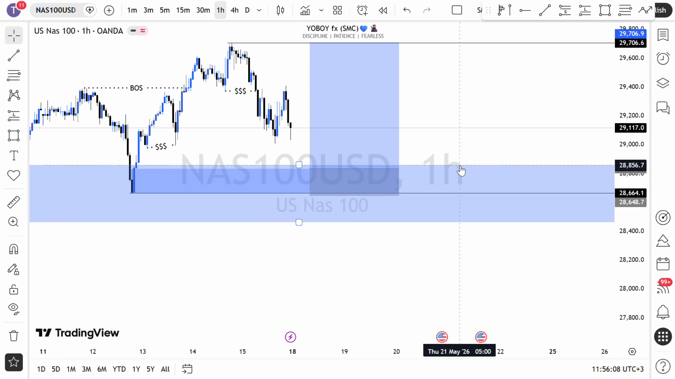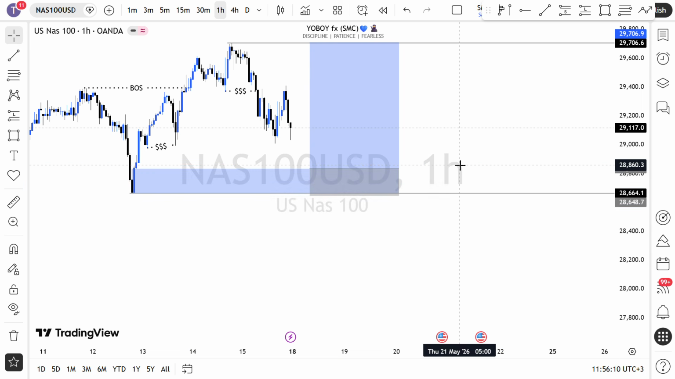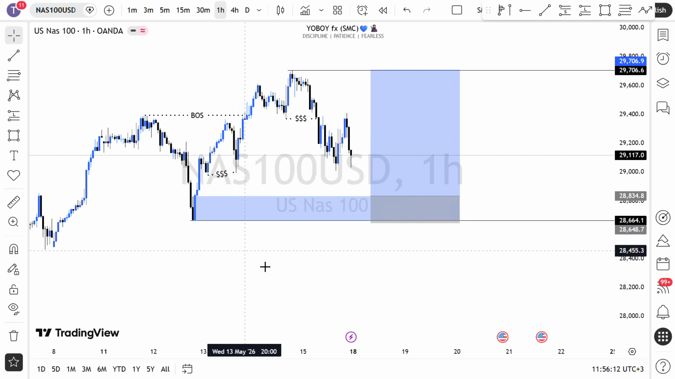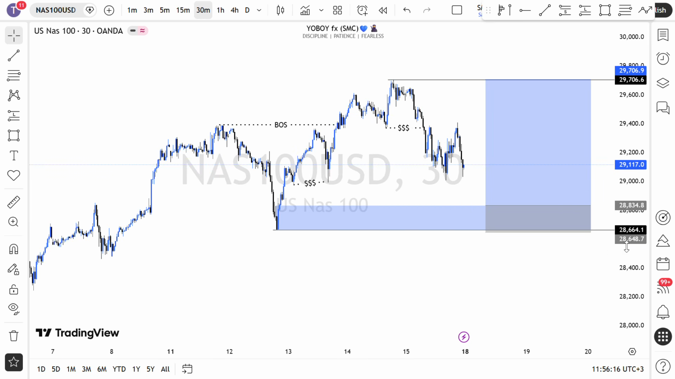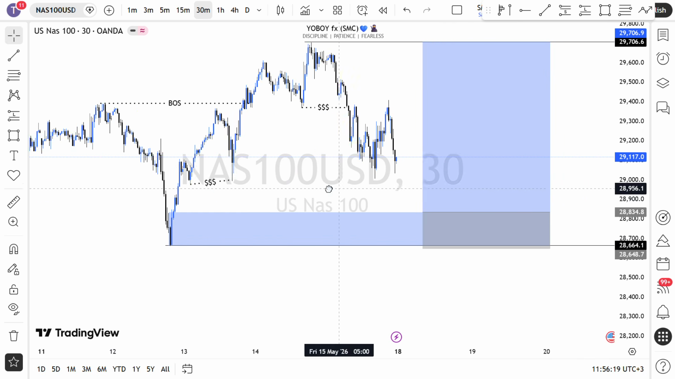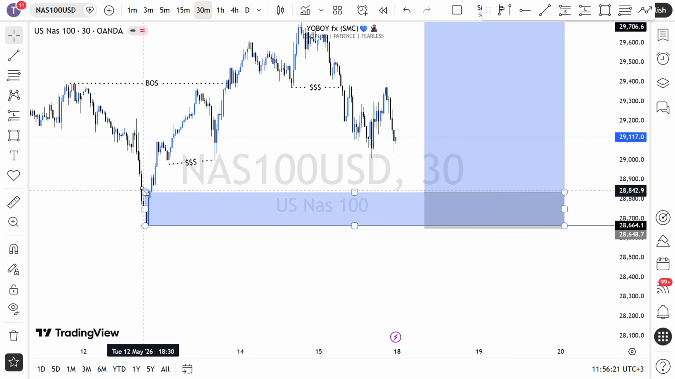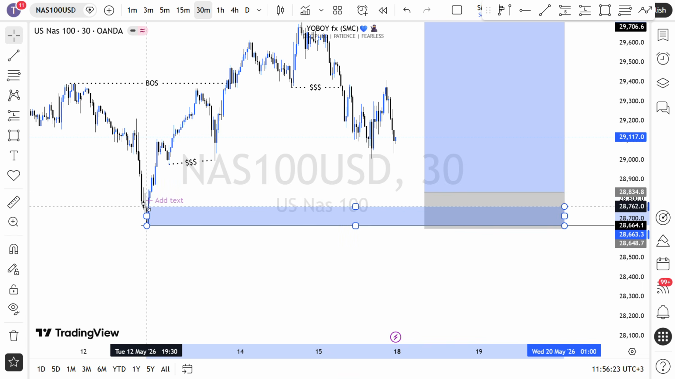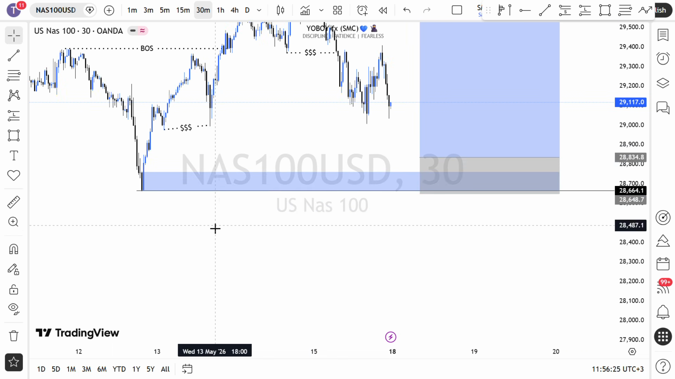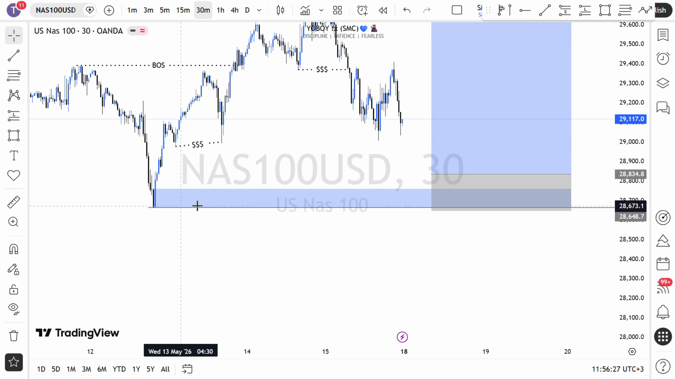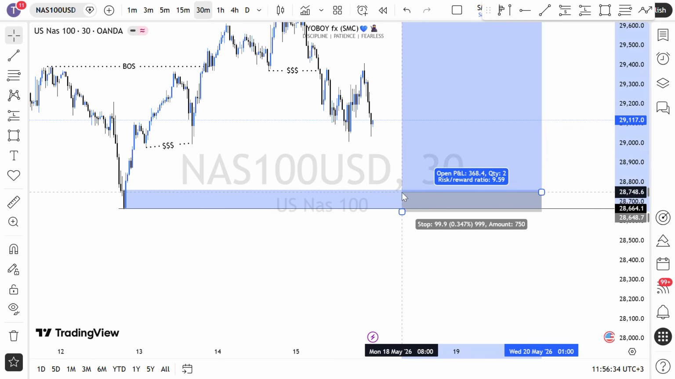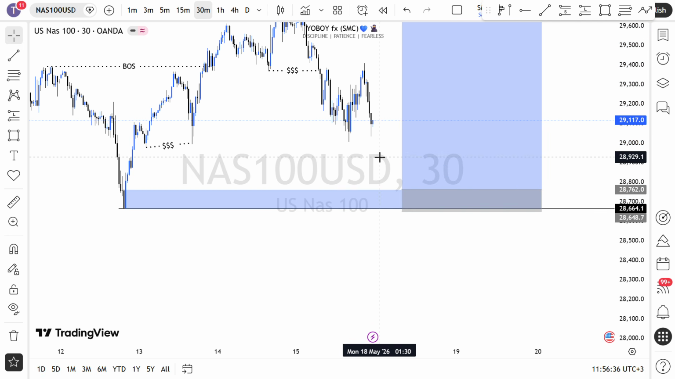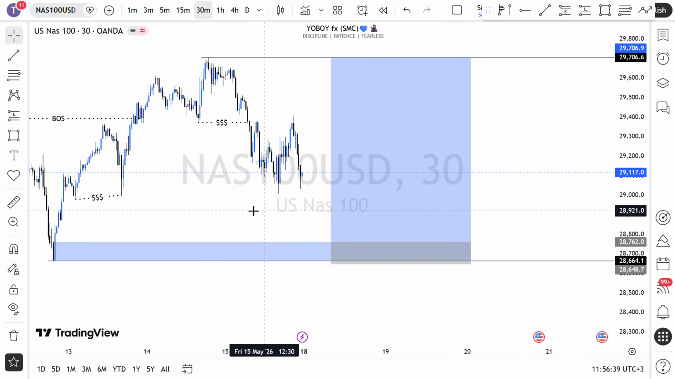So let me delete this daily order block. This is the point of interest, and if I come into the 30 minutes time frame, we have that point of interest here. If you want to reduce the stop loss, you can reduce that order block into this 30 minutes time frame order block. We also have the fair value gap, and I think that will be the best order block. It only depends on where the price will be reacting from.